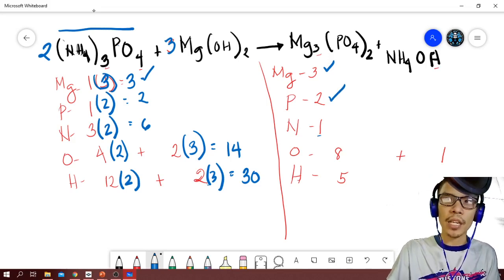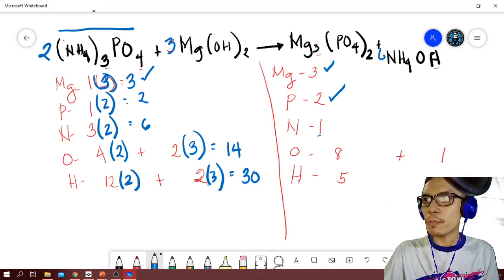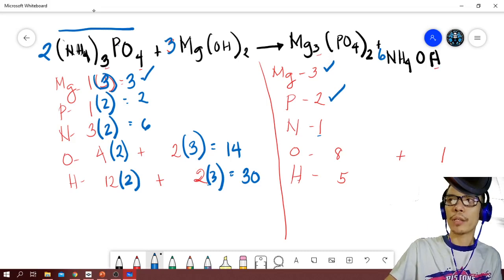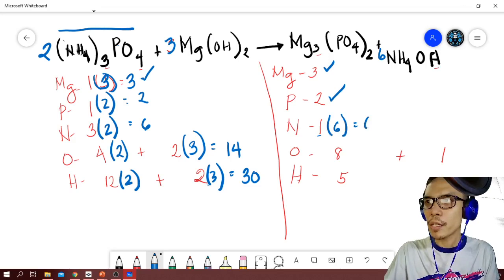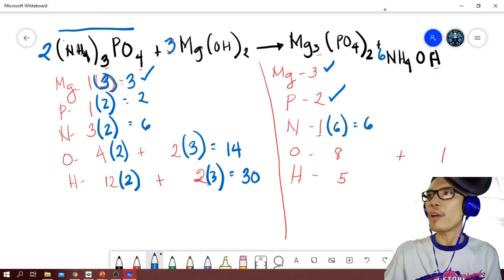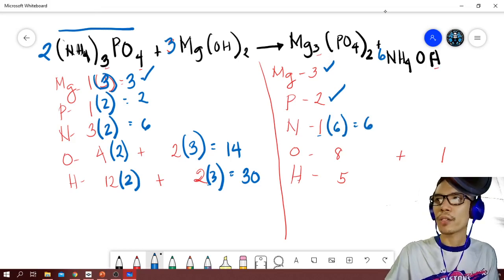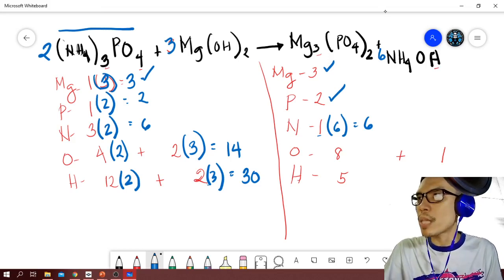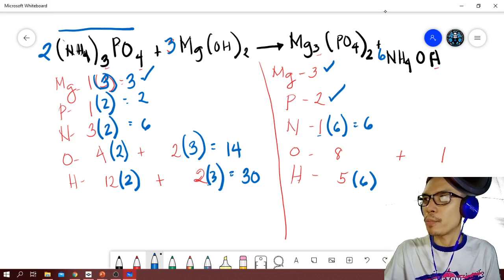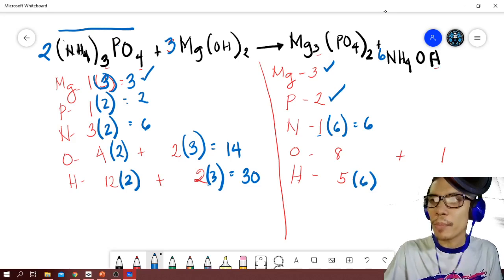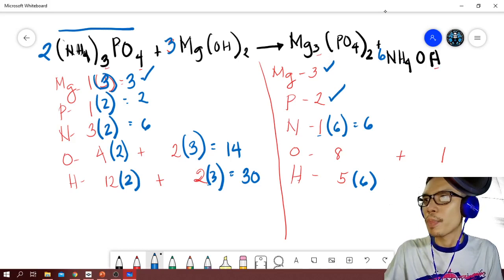So what are we going to do here? If this has 6, then this one should have 6 as well. So we have 6 times 1, that is 6. It will affect everything that you have right here. So we have now 6 times 5, because of this one, 4 plus 1, that is 5.